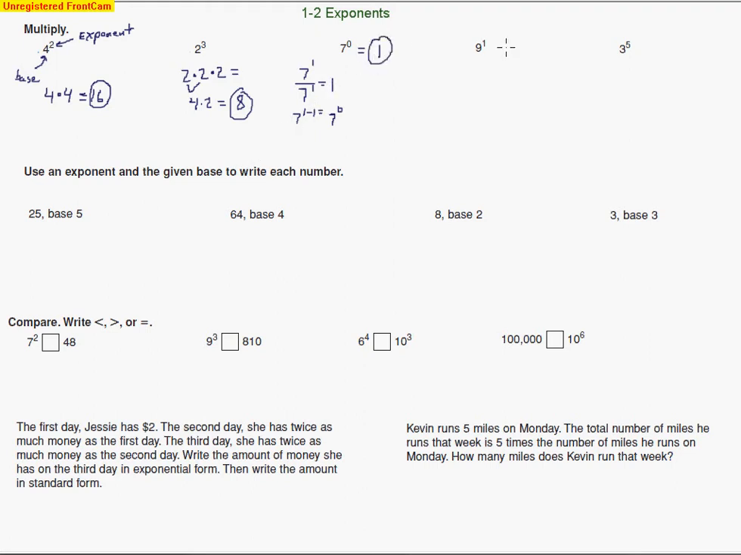Well, here we have an exponent of 1. Well, that just means we have one 9 being multiplied. But there's no other 9s to multiply, so the answer is just 9.